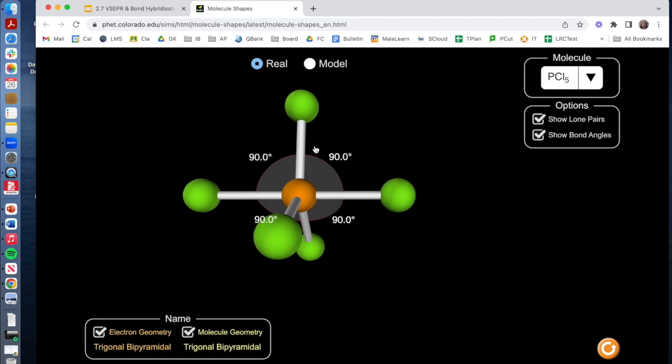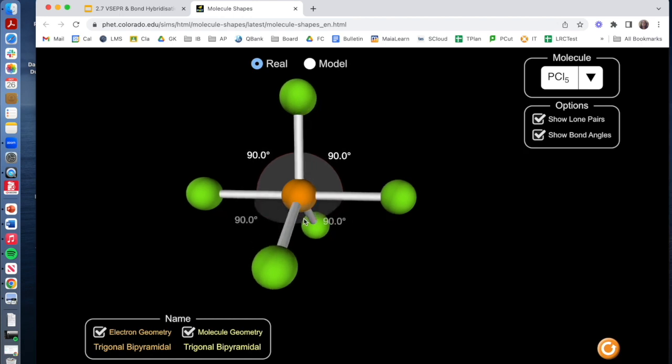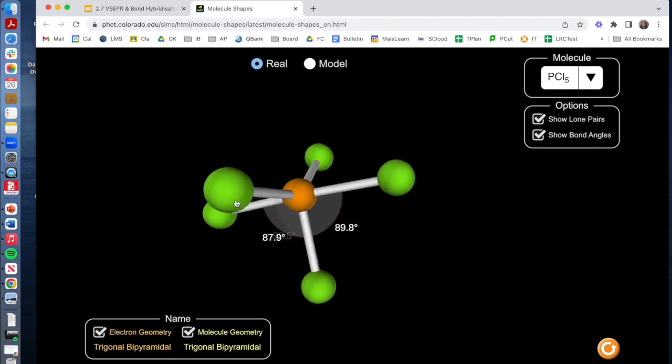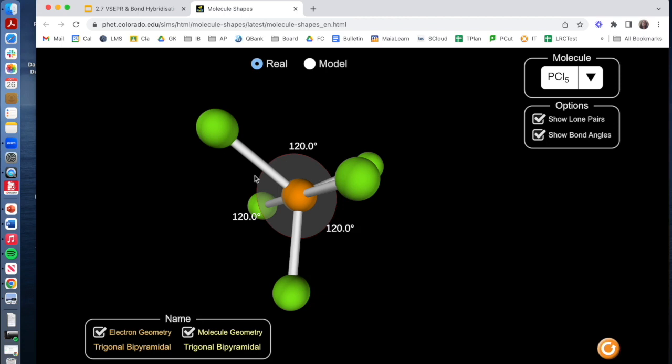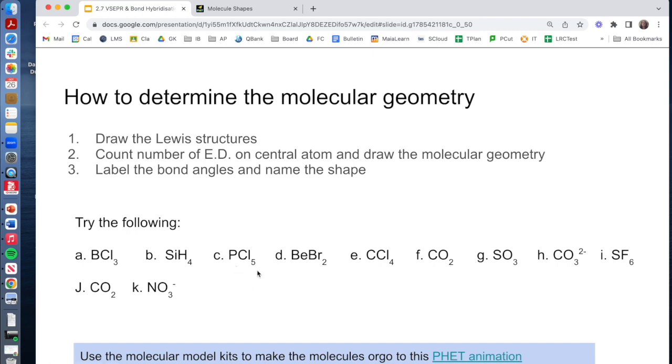So the electron geometry is how many pairs of electrons there are, and you'll notice that the bond angle, when you've got a bond perpendicular to the trigonal planar, is 90. But then in the middle, if I turn this around, you've got a trigonal planar and there are 120 bond angles in between that flat triangle in the middle. So the electron domain geometry is how many electron pairs you have. Pause the video and see if you can do these.